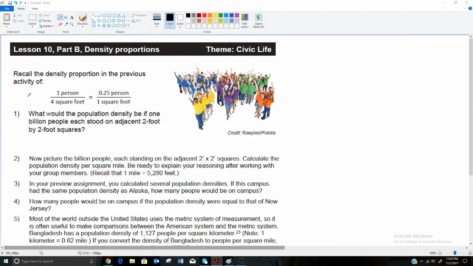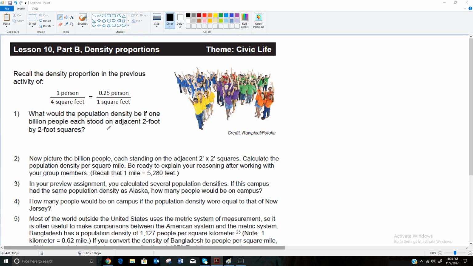So we're going to start off here again with something that was discussed in one of the preview lessons. It was talked about in one of the preview lessons that for someone to comfortably stand, it takes about 4 square feet. You can smash people together closer than that, but that's about the distance that you need to not be bumping into other people. And so 1 person per 4 square feet, or a quarter of a person per square foot, is kind of comfortable standing room.